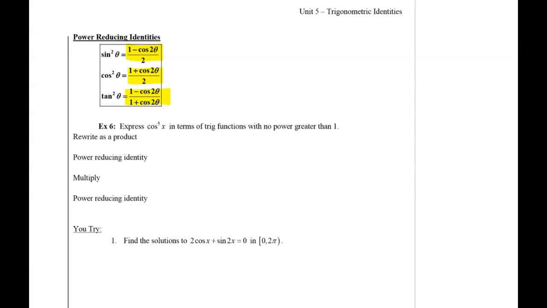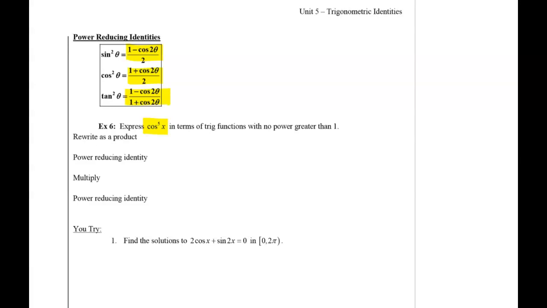So here, when you have a sine squared theta, you can reduce it to a double angle to where you no longer have the square. So this is helpful if you look at example 6. If you have something to the 5th power and you want it to be to the 1st power, then you can use this power reducing identity. So let me show you how this works.